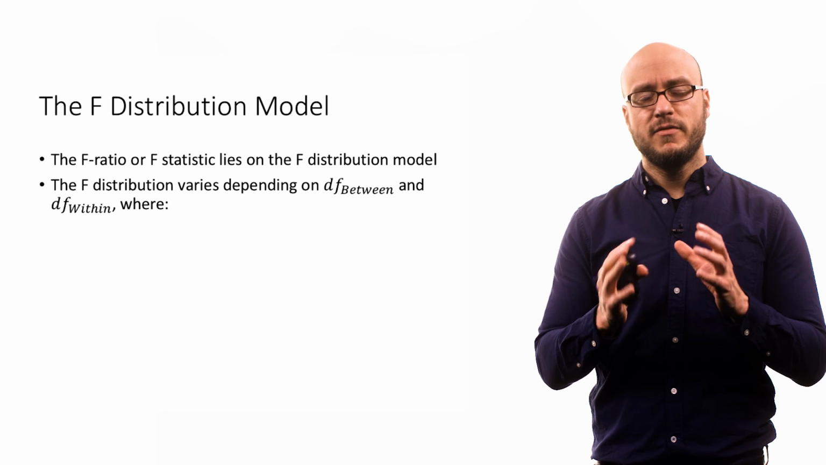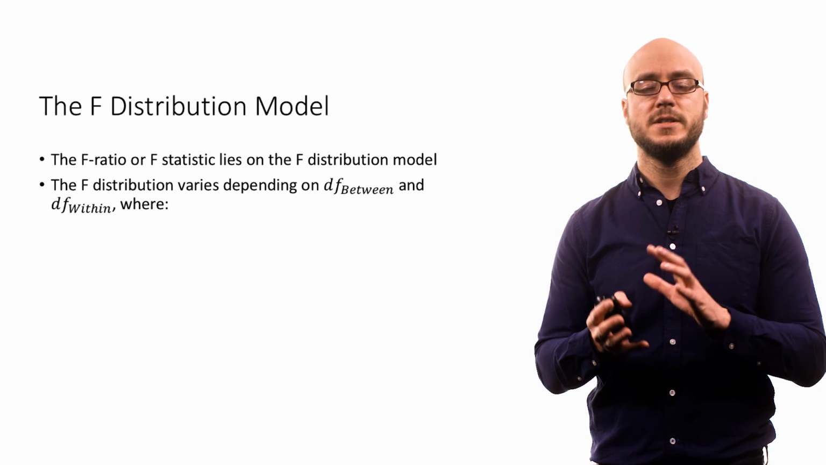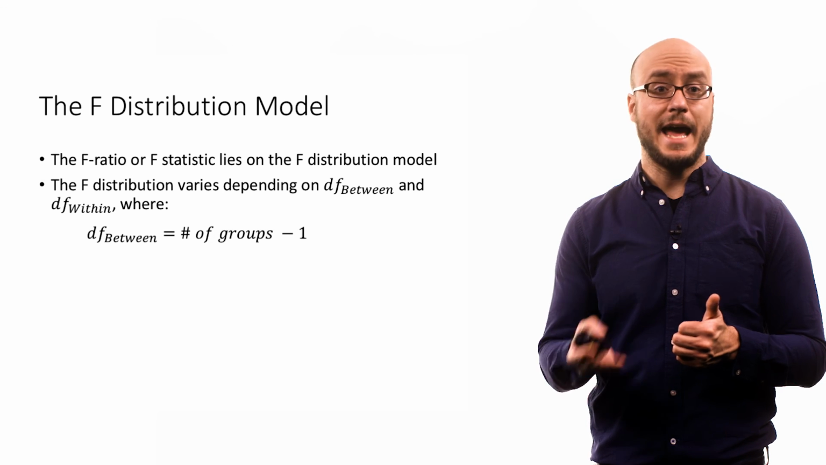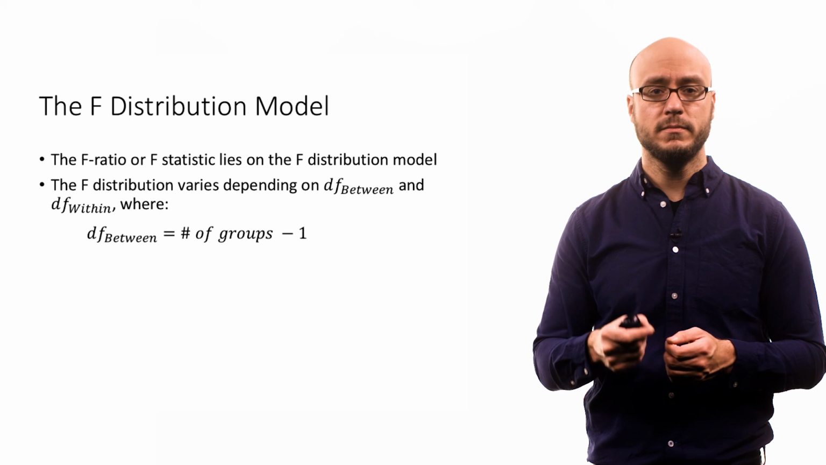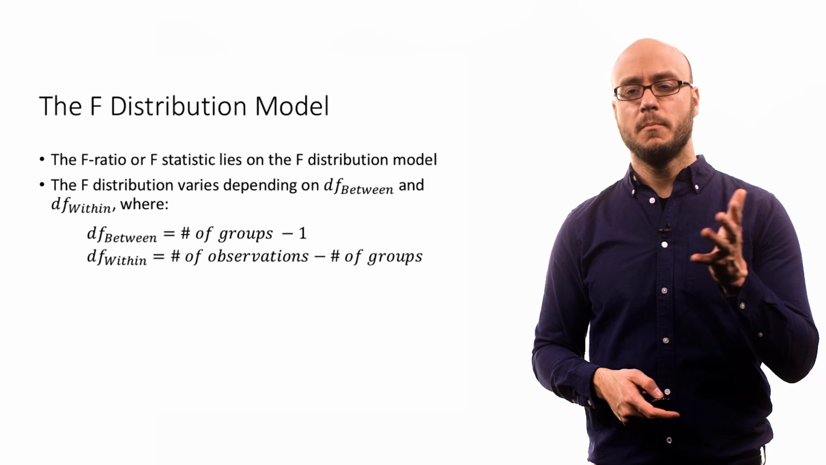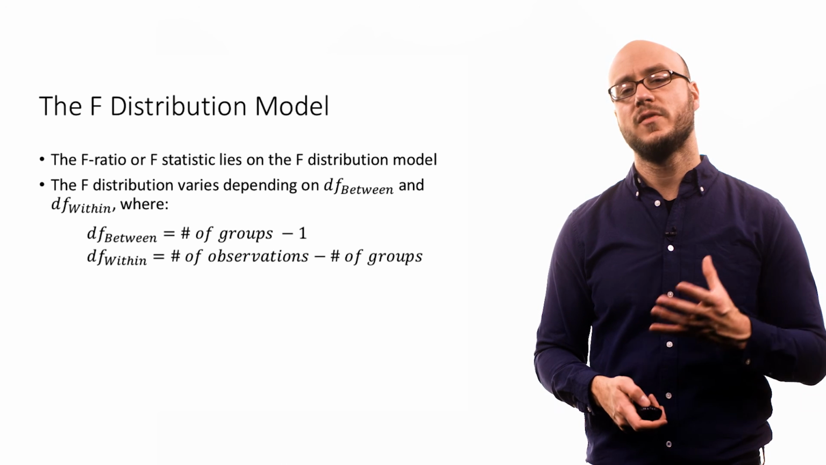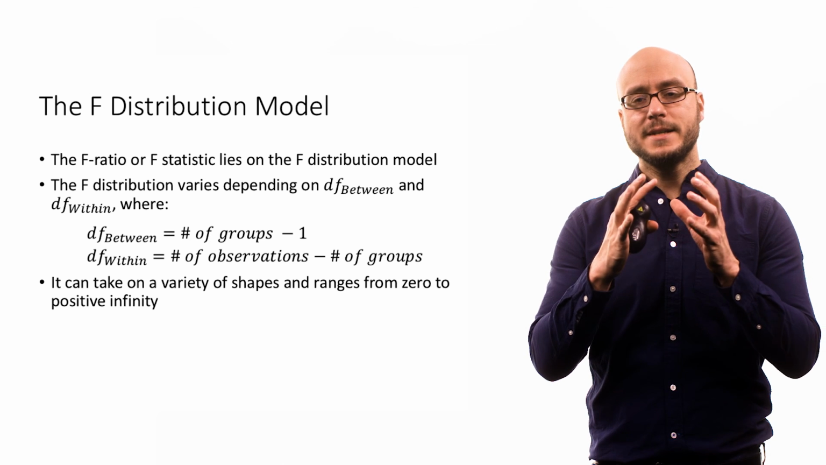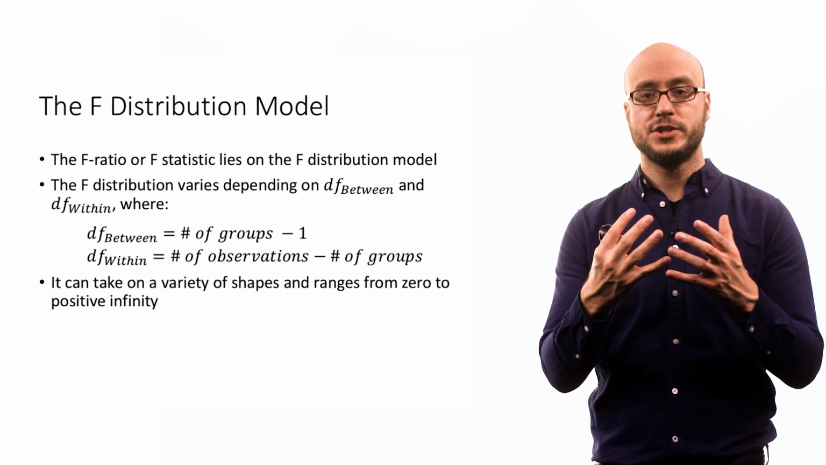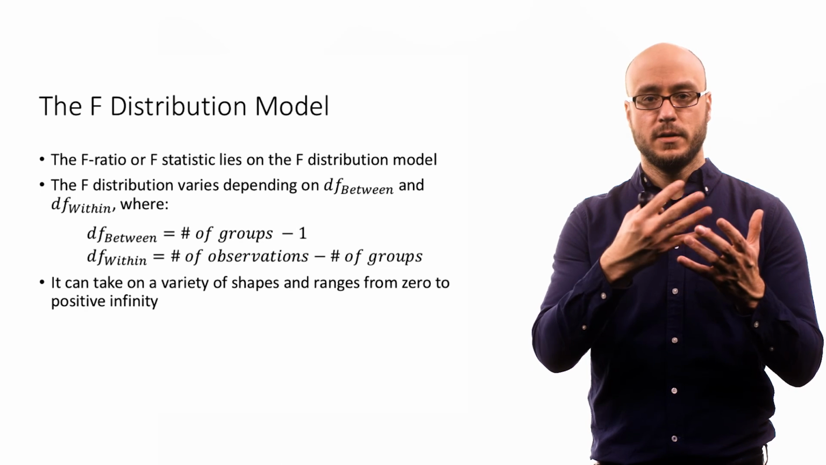The F distribution varies depending on the degrees of freedom between and the degrees of freedom within, where the degrees of freedom between is, as we've discussed before, simply the number of groups minus 1, and the degrees of freedom within is the number of observations minus the number of groups. In our notation, we typically refer to the number of groups as k and the number of observations as n. In essence, the F distribution is a function of the amount of information we have independently for those between groups and those within groups. The shape of the F distribution model varies quite a bit depending on these two degrees of freedom. But it's positive or 0, meaning the F distribution model ranges from 0 to positive infinity.